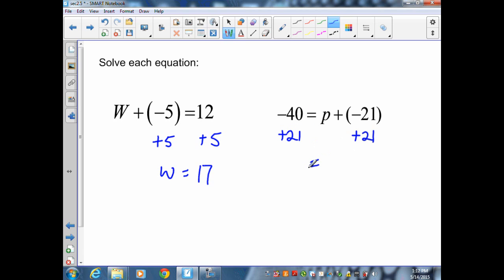Bring down the equal sign. On the right side, p plus a negative 21 plus 21. That gives me just p. On the left-hand side, different signs, subtract, and use the sign of the larger number. So 40 minus 21 is going to give me 19. And since 40 is bigger than 21, it's negative. And if I substitute it back in, a negative 19 plus a negative 21 will give me a negative 40, making that a true statement.